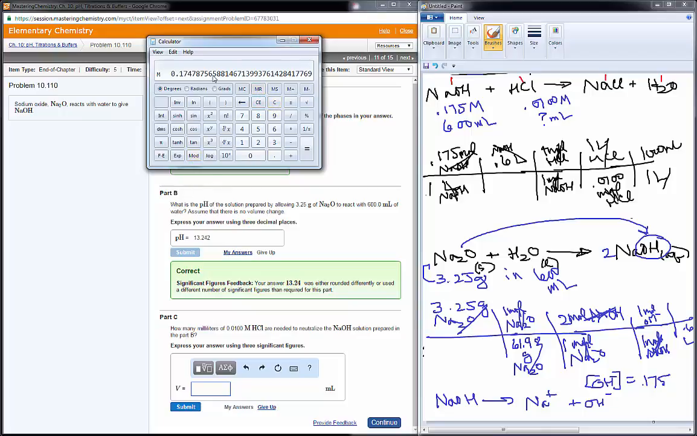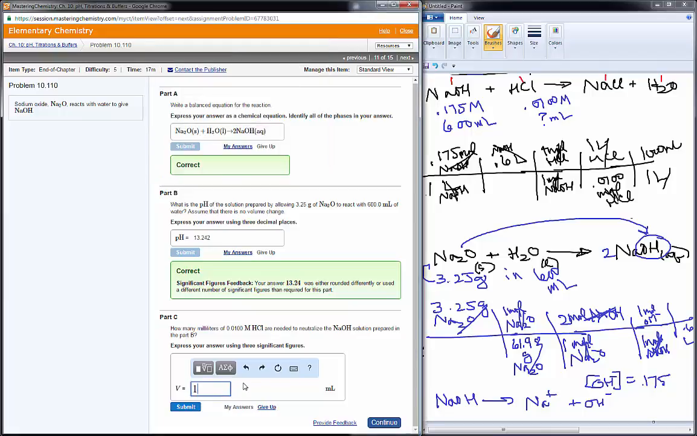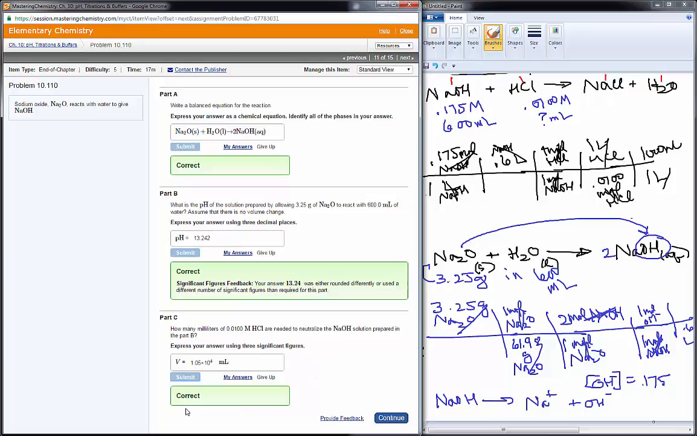So I'm starting with this many moles per liter of sodium hydroxide. Multiply that by 0.6 liters. That gives me the number of moles of sodium hydroxide. And then I have 1 mole of HCl for every 1 mole of NaOH. And then I'm going to divide that by 0.01 moles of HCl in every liter of HCl. And then multiply that by 1,000 milliliters of HCl in a liter. And that's a lot of milliliters. 10,487. That's it.